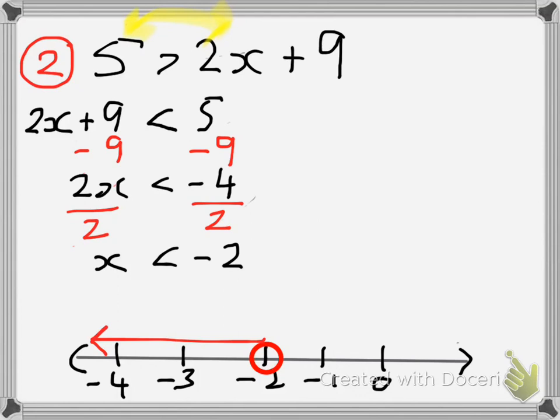I hope these examples help you guys. So these ones, as I said, are the examples, or the conditions, when you would swap the direction of the inequality sign.